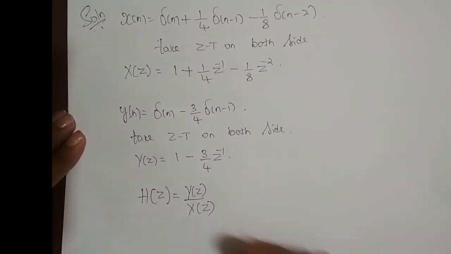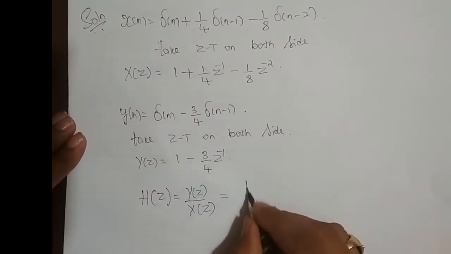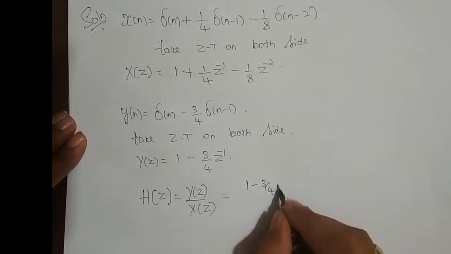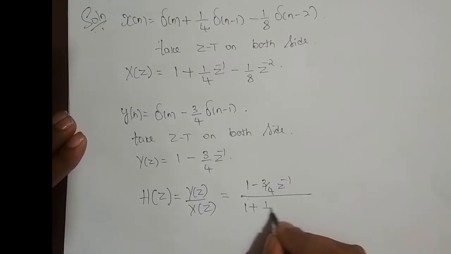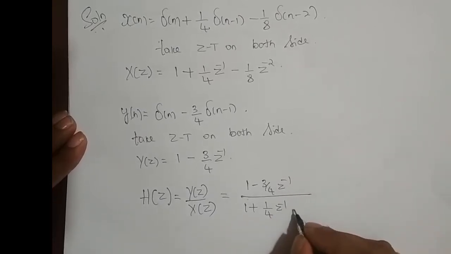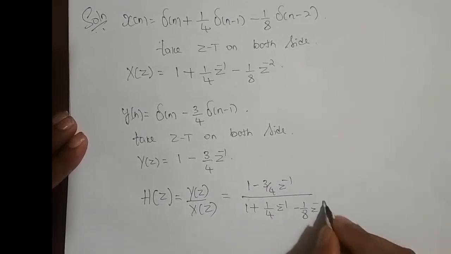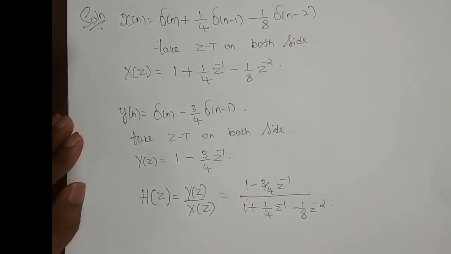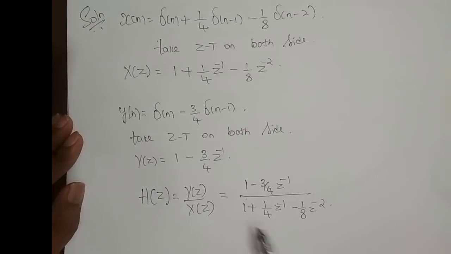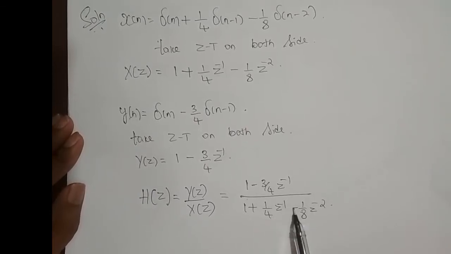So this is equal to, what is y of z? 1 minus 3 by 4 z power minus 1, divided by, what is x of z? 1 plus 1 by 4 z power minus 1 minus 1 by 8 z power minus 2. Okay, now I have to find the inverse z transform of this numerator and denominator polynomial, which is h of z.